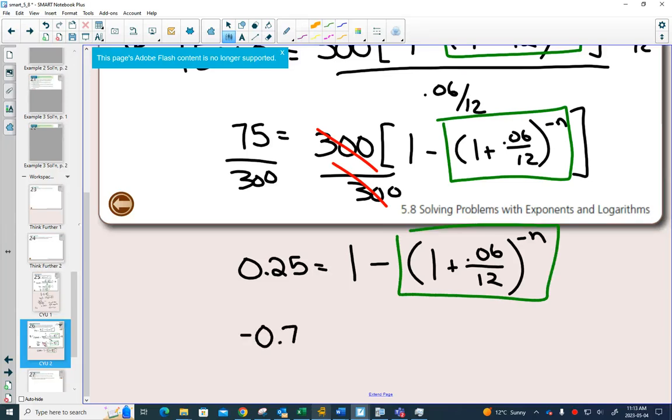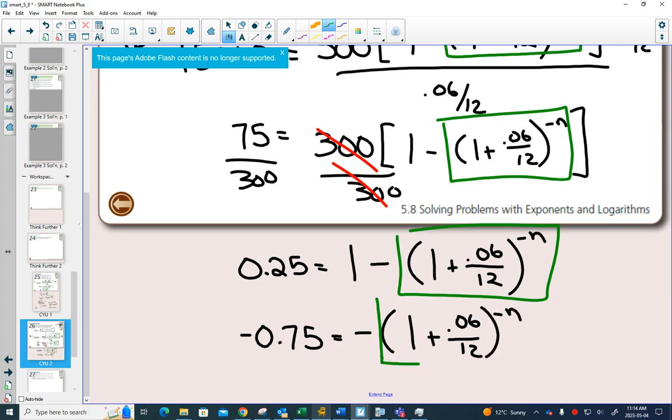I'll get negative 0.75. I find that this is an interesting place for a mistake. Okay? You subtracted the 1. For whatever reason, when students subtract the 1 to this side, they're like, oh, I don't like that negative. Maybe I'll just ignore it. No, the negative is still there. Okay? That negative will still be here when I subtract 1 on both sides.